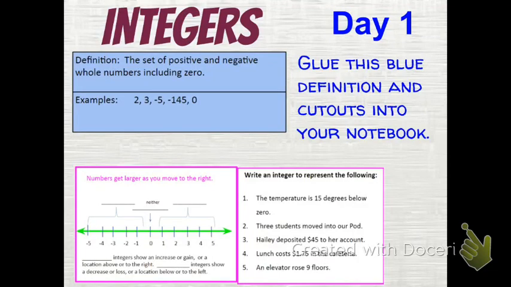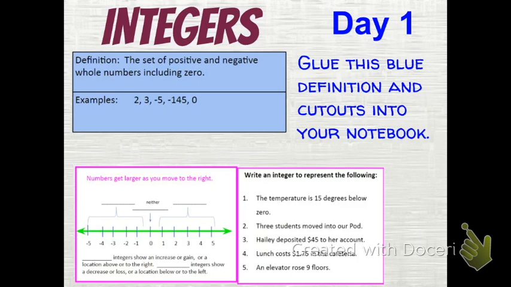All right, so today we're going to talk about integers. How many people have actually heard the word integer before? Okay, so most of you have not, but a few of you have. An integer is simply a set of numbers that can be positive and negative, and they include zero. So that's what we're going to start talking about today.